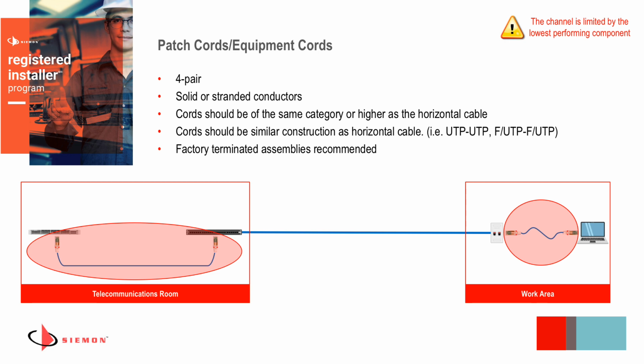And the construction of the cords really needs to be the same as the horizontal cable. So if you're installing a UTP system, you should have UTP unshielded patch cords on there, and the same thing if you're installing a shielded system, you should be using shielded patch cords because that's really what they're modeled for. And they can work with each other, but they're not really ideal. And in some cases, they can actually add up and result in performance below the intended category. So you always want to have the same construction of cords as you do in the horizontal cable.